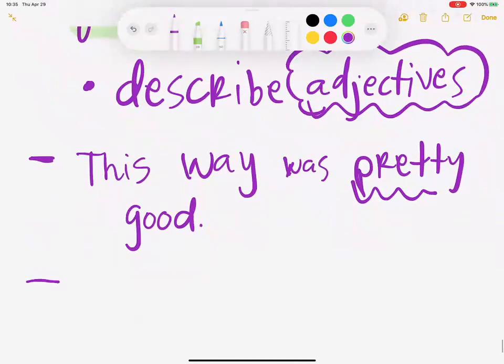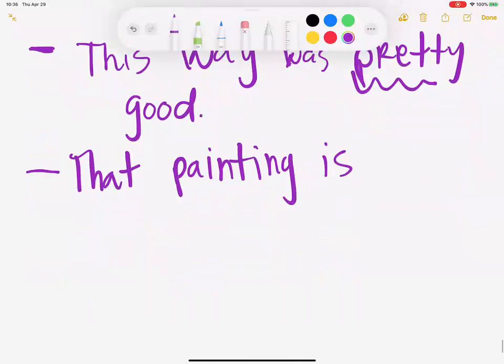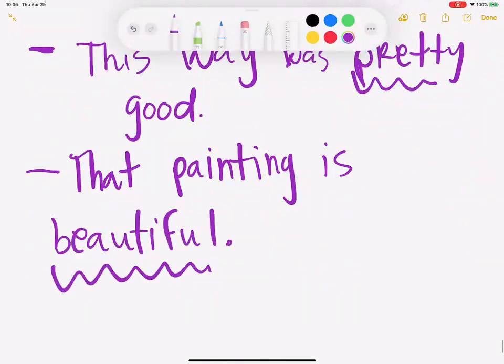We can also think about, let's say that we go to an art museum, right? Say, wow, that painting is beautiful. That's a normal sentence, right? What if I want to make this stronger? Okay. Extremely. I can say, extremely beautiful.